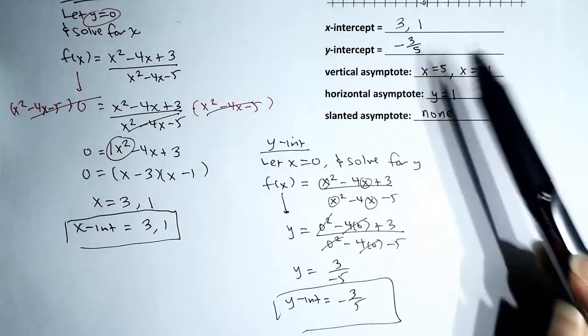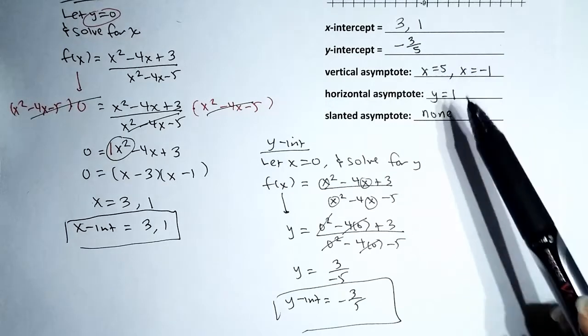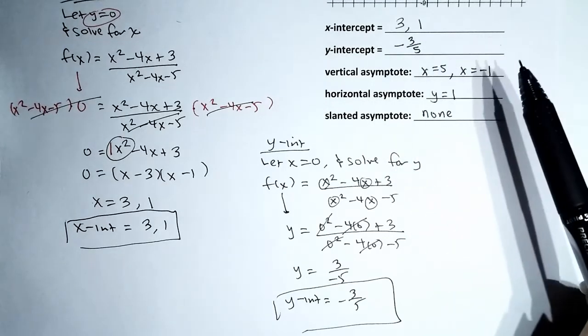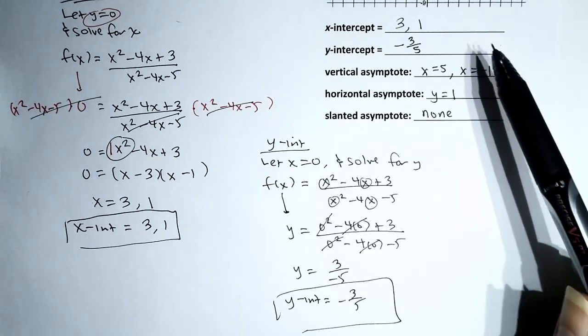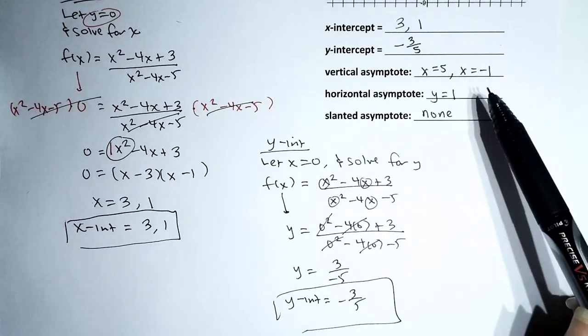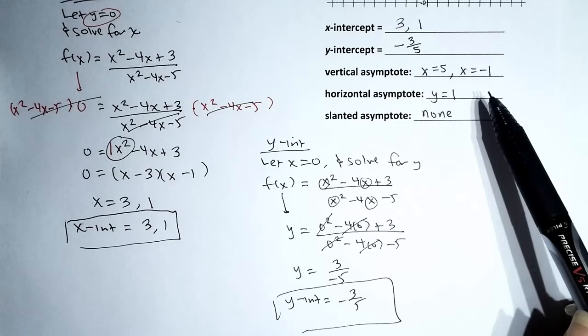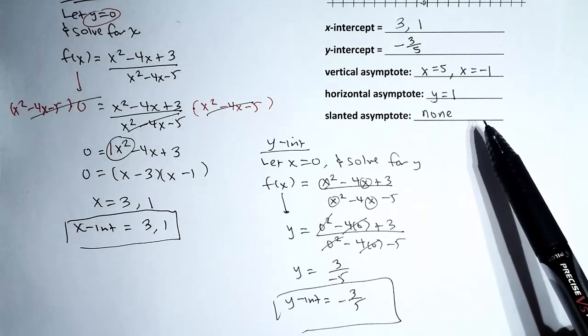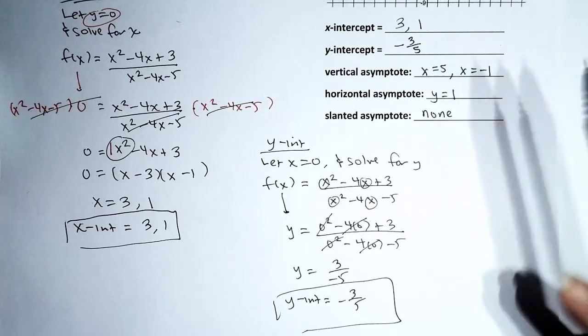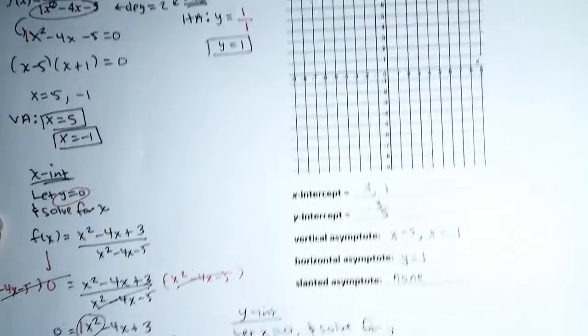So we have touched base on everything that we needed. So we are going to use this information to do a comprehensive graph. So we will graph the x-intercepts, we will graph the y-intercept, we will graph the vertical asymptotes, we will graph the horizontal asymptote, and there is no slanted asymptote. Once we have that filled in, then we're going to punch it into our calculator. So let's go ahead and do this.